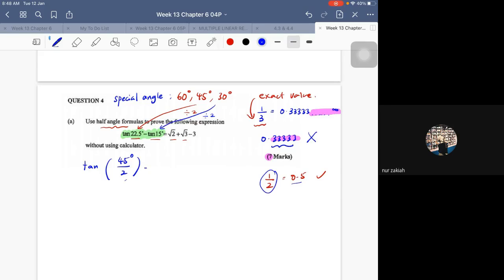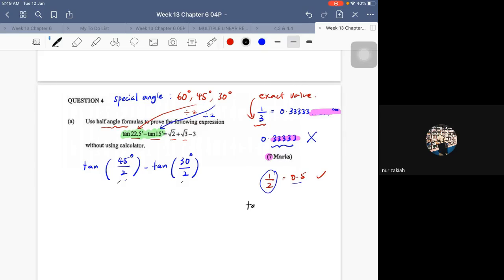And the same goes for the other side. So tangent 15 degree, I akan tulis dia sebagai tangent 30 degree bahagi dengan 2. Sebab kita tahu 30 bahagi 2, nilai dia still sama dengan 15. So nilai tak boleh berubah. Okay, now that I have in this form, what we are going to do next adalah, I akan ganti pakai half angle formula.